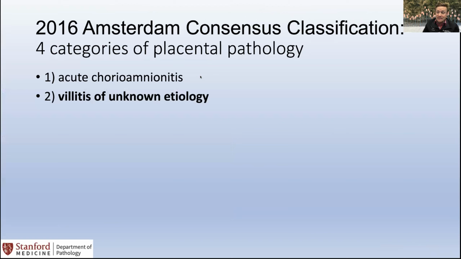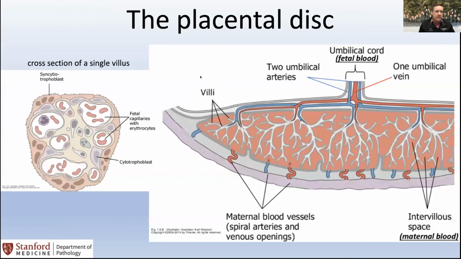Moving on to the Villitis, especially Villitis of unknown etiology, because I feel that's an enigmatic term we throw around sometimes. But Villitis in general, just to get back to the core concepts of what a villus is in its basic sense: the placental disc, even though we can't see it microscopically, is essentially made up of villi surrounded by the intervillous space, which is just the maternal blood. And so we have our fetal-derived capillaries sitting inside all of these villi.